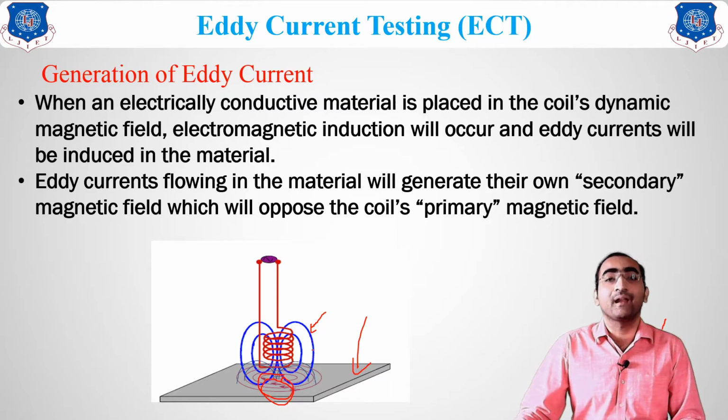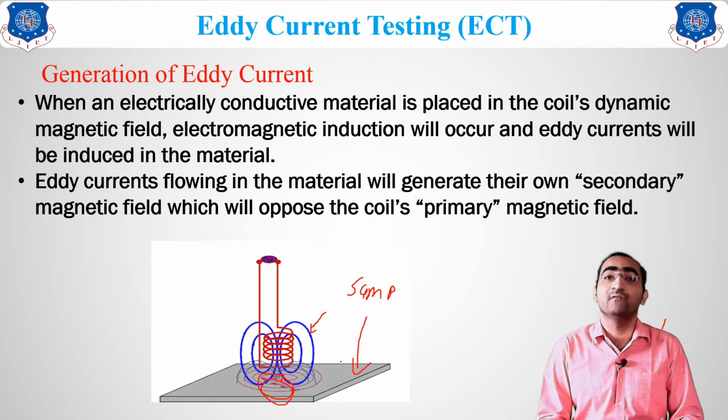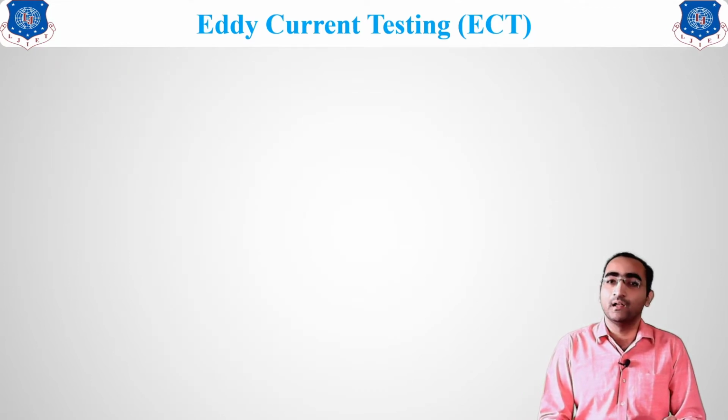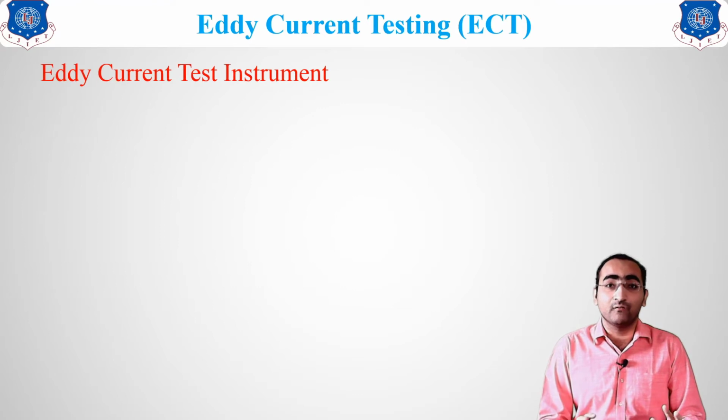Due to the magnetic field, the current will be generated on this sample. This is the eddy current, and we will take advantage of it to test the material. Clear? Which are the different types of instruments we are going to use for eddy current testing?